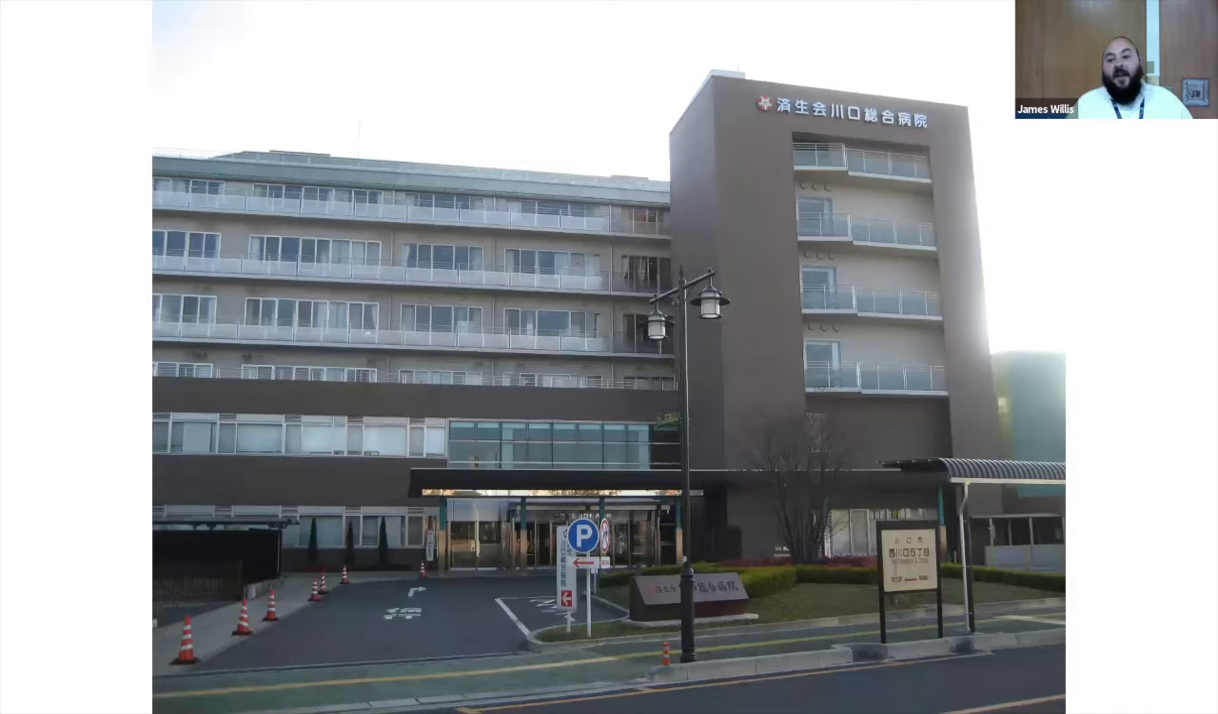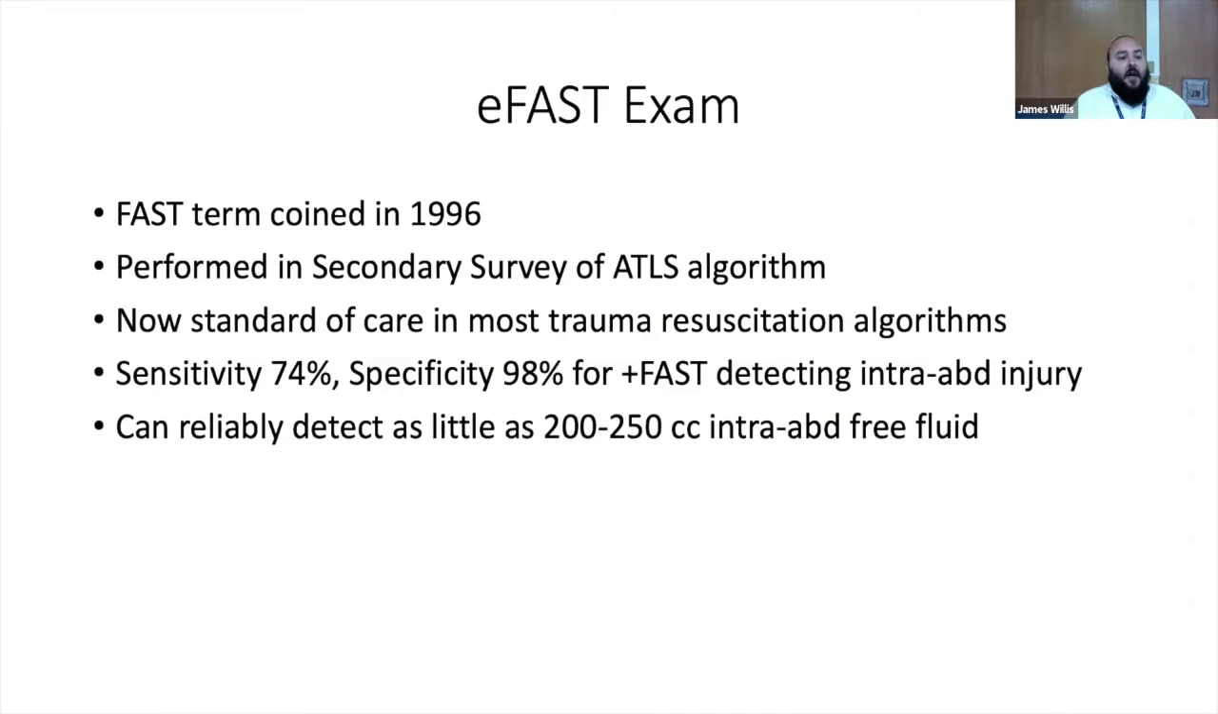For most of you, I didn't know this, but this is Saiseikai Kanagawaken Hospital in Japan, where ultrasound was actually used as an adjunct tool in the assessment of abdominal trauma since 1982. So this is not actually a new thing. The FAST term was coined in 1996. It was initially called the Focused Abdominal Sonography for Trauma, and then it was changed in 1997 to the Focused Assessment Sonography for Trauma, because it included more than just the abdomen.